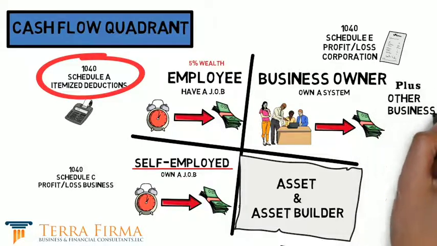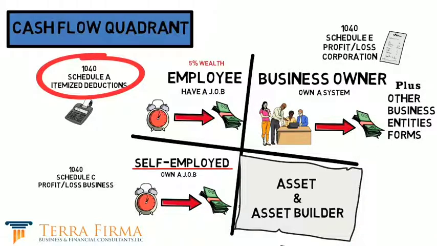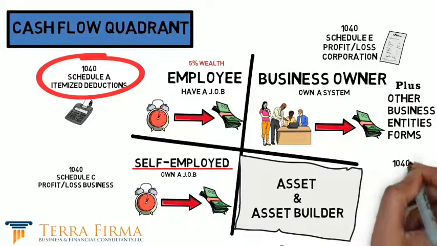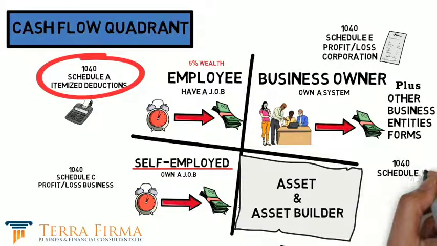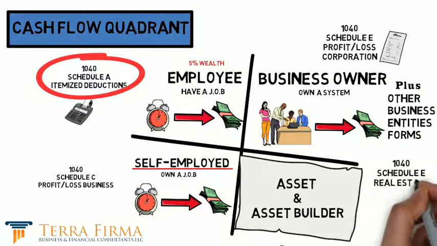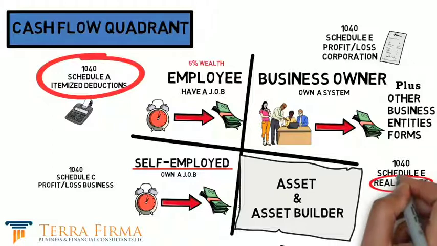Now, there are other business entity forms that are available that we're not going to show here, but we're just trying to give you an idea from a cash flow quadrant, the individual tax forms, the 1040, of where these quadrants land on a tax return. Now, the bottom right quadrant, the asset builder quadrant, is also the Schedule E. It's a different page of the Schedule E, and typically it is real estate that falls into that category.